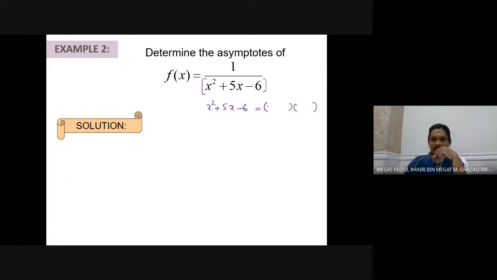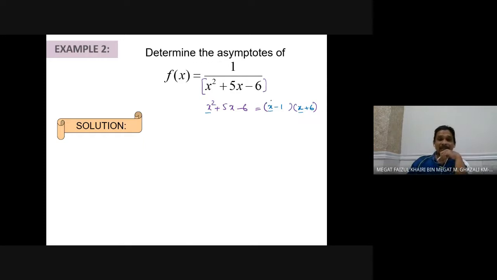Okay, x minus 1 and x plus 6. x multiplied with x is x squared, x times 6 is 6x, minus 1x equals 5x. So negative 1 multiplied with 6 equals negative 6.